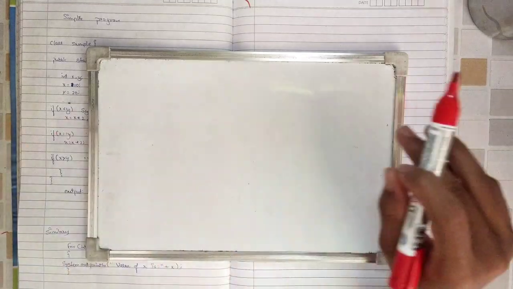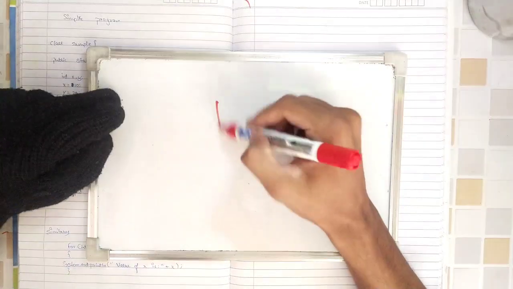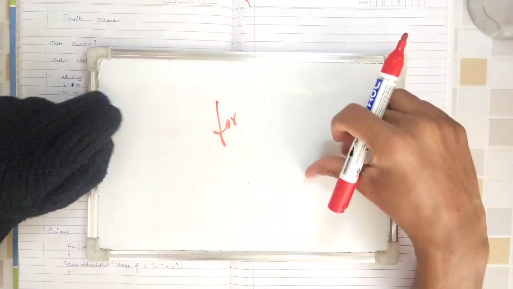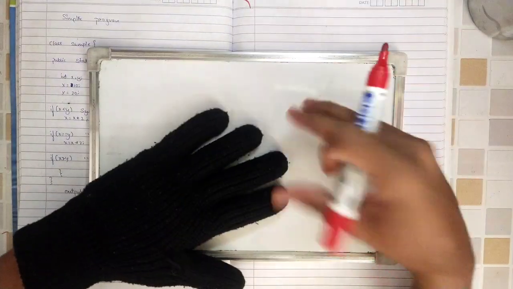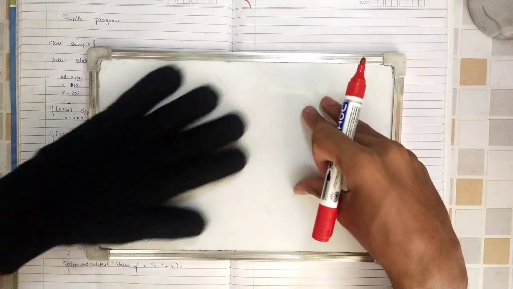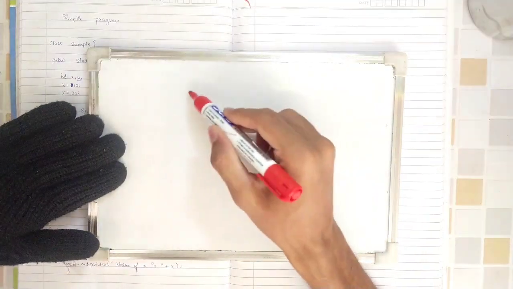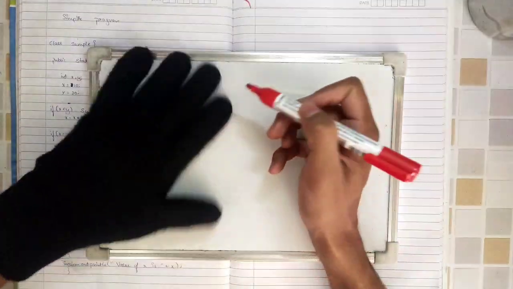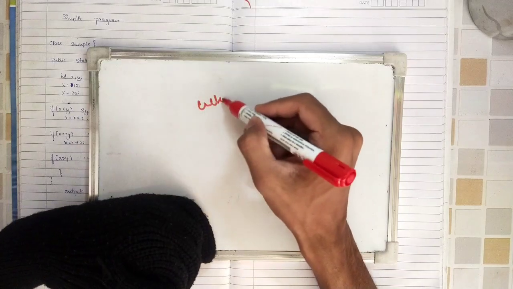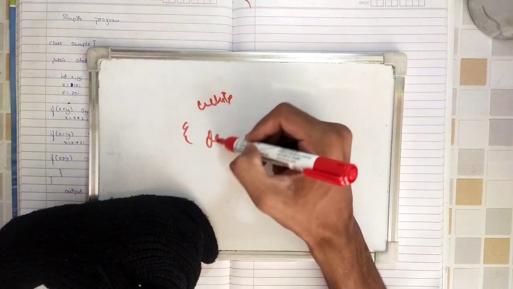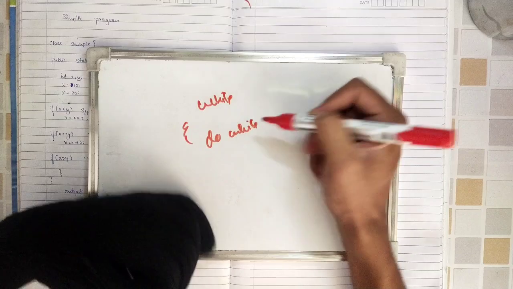Let's talk about iteration statements. Our for loop comes under iterative statements. Under control statements we have these iterative statements, and under that we talk about for. The remaining ones are while and do while. While is similar to your for loop.